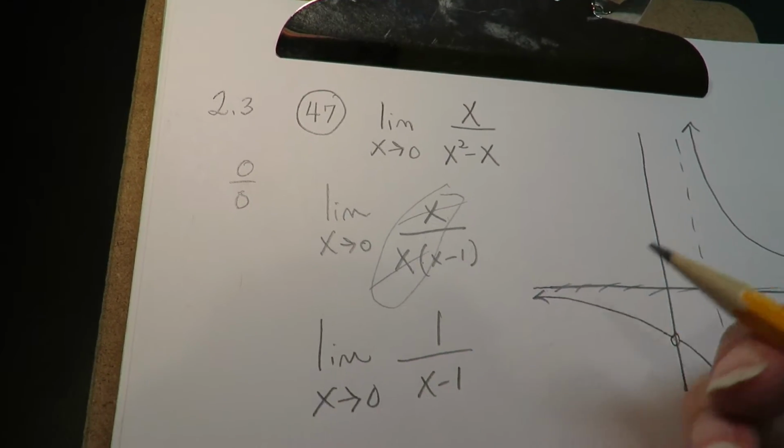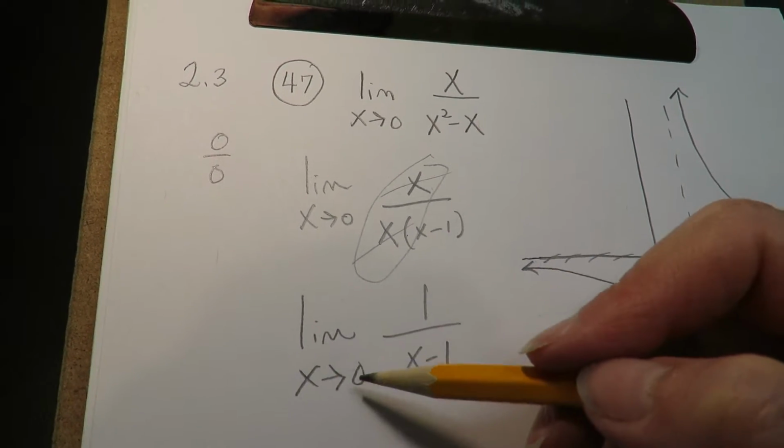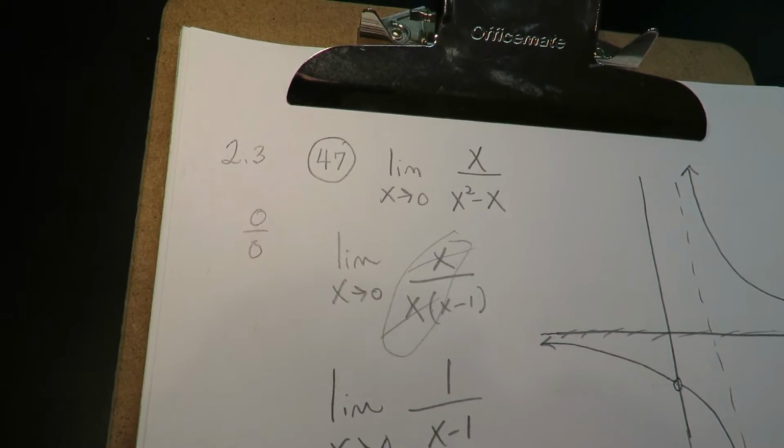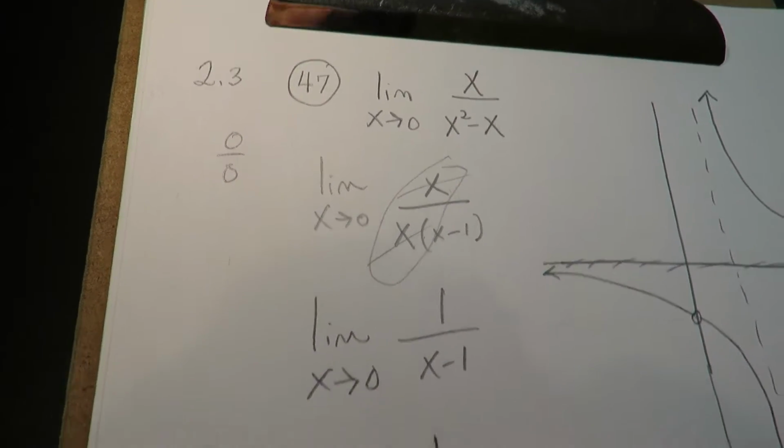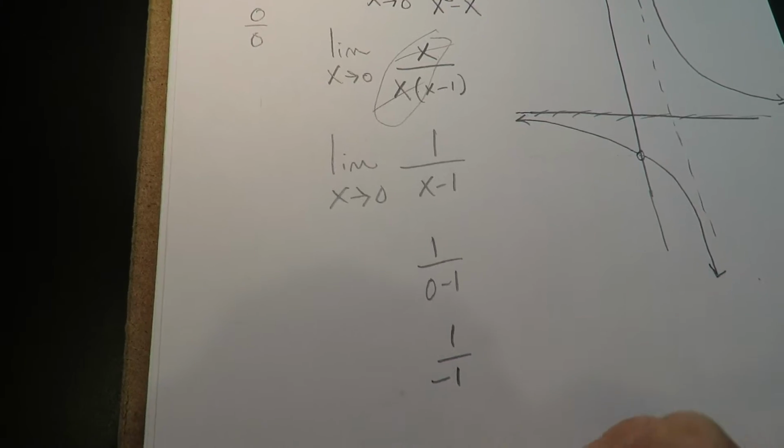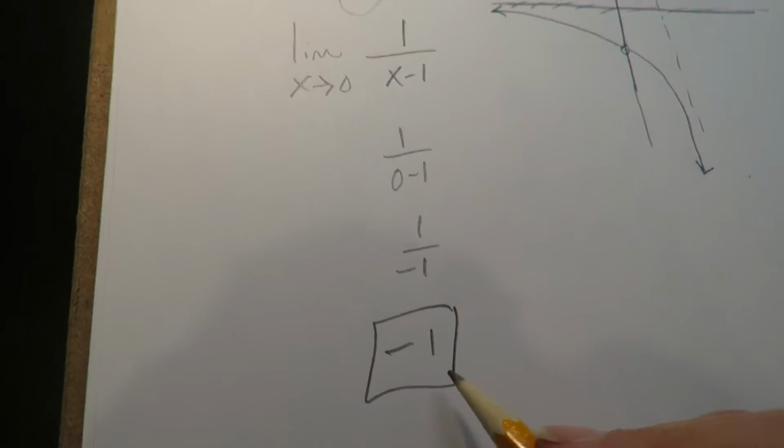And when we reduce it, what it does is it plugs the hole in the graph, and then we try to take the limit again. So the next time we take the limit, we get that the limit is -1.